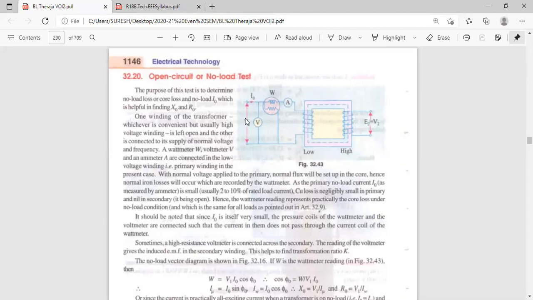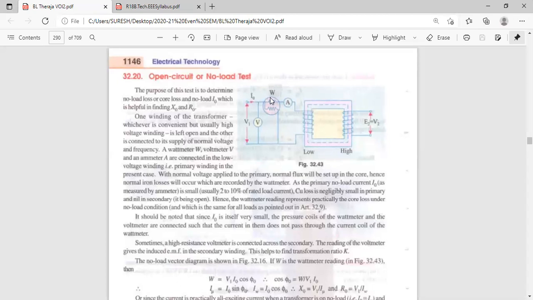They have placed the voltmeter here in parallel with the supply voltage. We have to apply the full rated voltage. 230 volts is the full rated voltage. Once you apply the full voltage of 230 volts here, then with the help of the wattmeter, we are measuring the iron loss. This is the iron piece, a rectangular iron piece. Whatever iron loss occurs in the iron piece when you apply 230 volts will be measured with the help of this wattmeter.